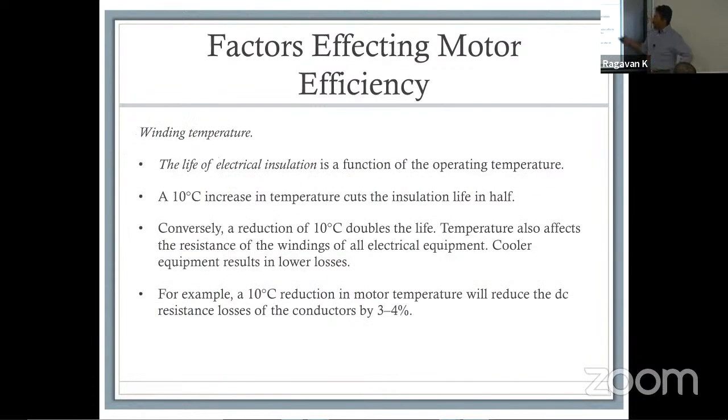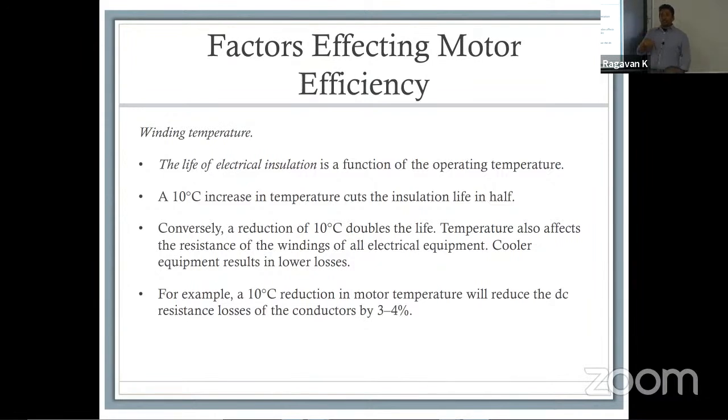Then there's temperature, of course. You're talking about the life cycle of the insulation. The 10-degree rise halving the insulation life is basically, I believe, the Arrhenius equation. The Arrhenius equation goes with chemical behavior, which also applies here because we're talking about the flow of electrons. It specifically deals with the fact that if you have a 10-degree increase in your temperature, insulation life is cut in half.